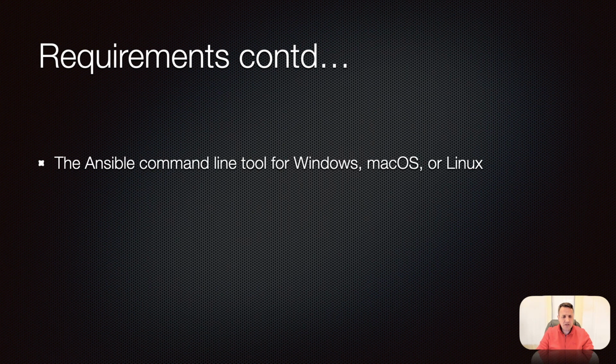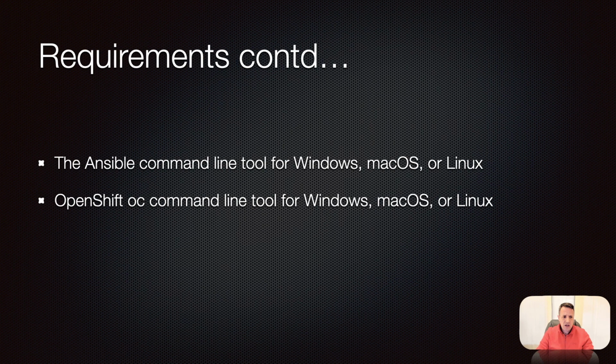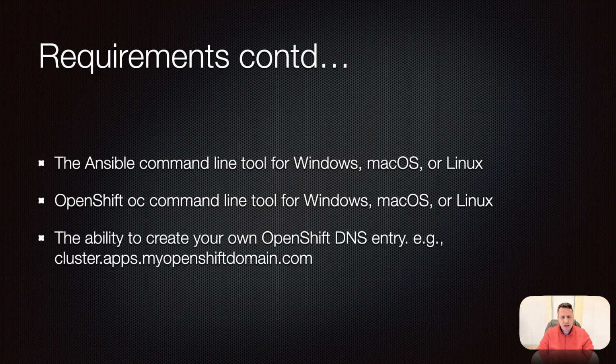Additionally, you'll want the Ansible command line tool for your platform of choice, and also the OpenShift oc command line tool for your platform of choice. And finally, this is not really a requirement, more of a recommendation. You want the ability to create your own OpenShift DNS, although you can use the default DNS entry if you just want to try this out and poke around.